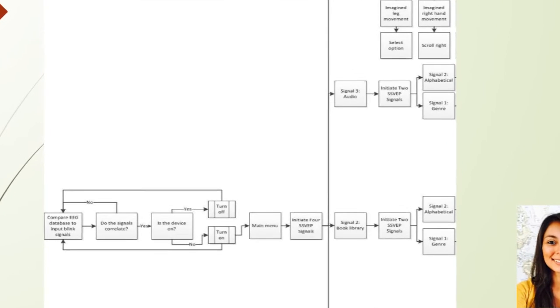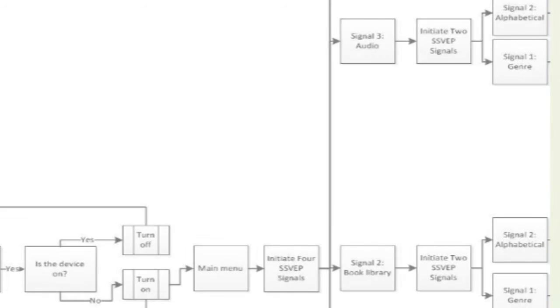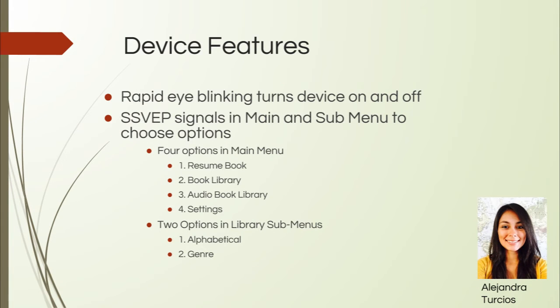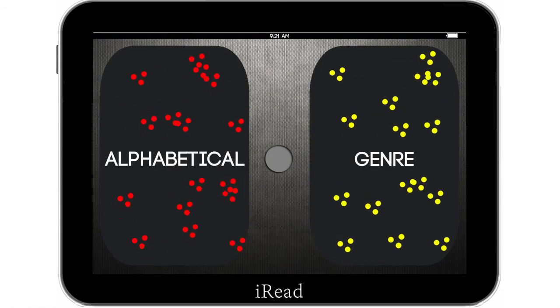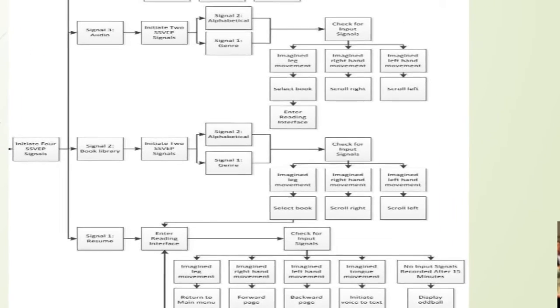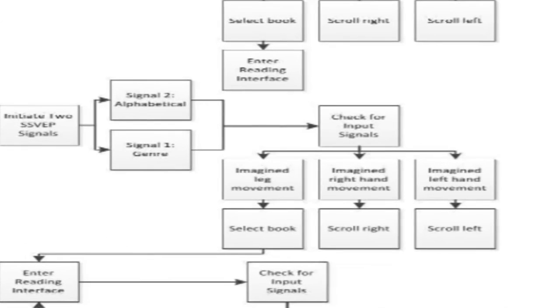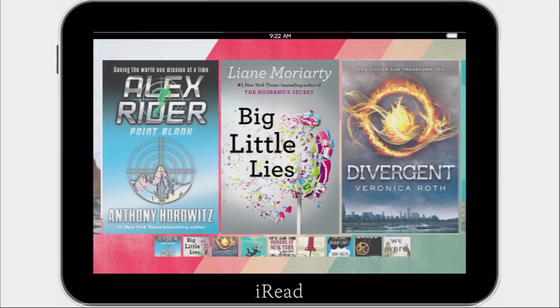The options Book Library and Audiobook Library will take the user into a submenu that uses the same SSVEP concept. The provided options in this submenu allow the user to choose between searching for a book alphabetically or by genre. Upon reaching the selected method of searching for a book, the user will now be at the book menu and will come upon a screen with a slider where they are able to scroll through options by using mu signals, by imagining the movement of their left hand to scroll left and right hand to scroll right. The user is able to choose their book.